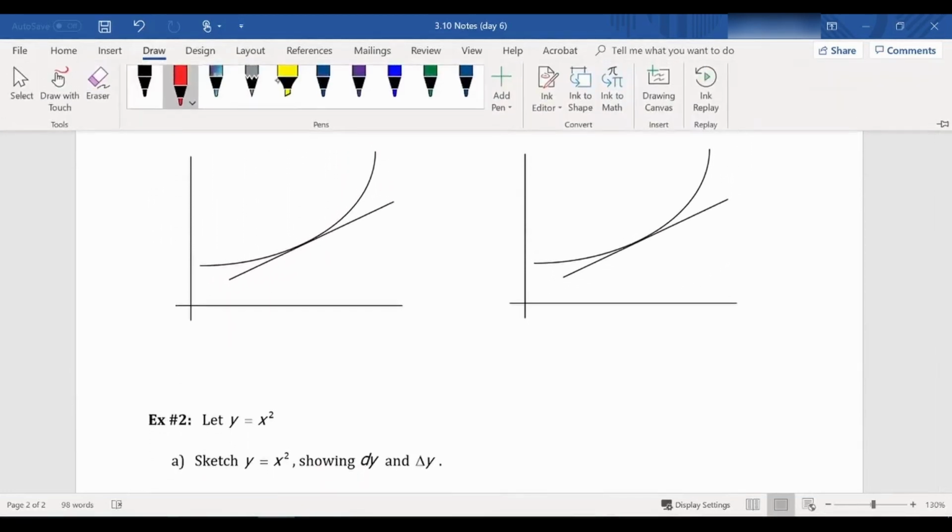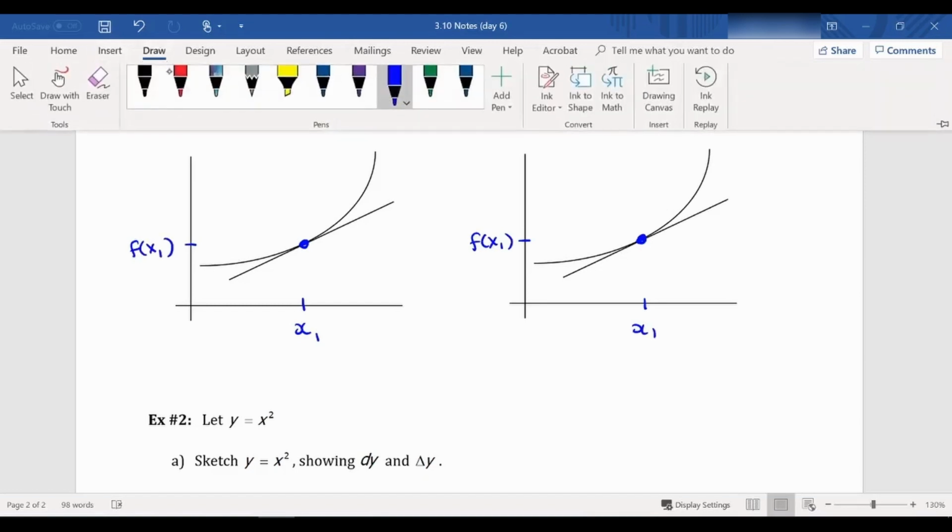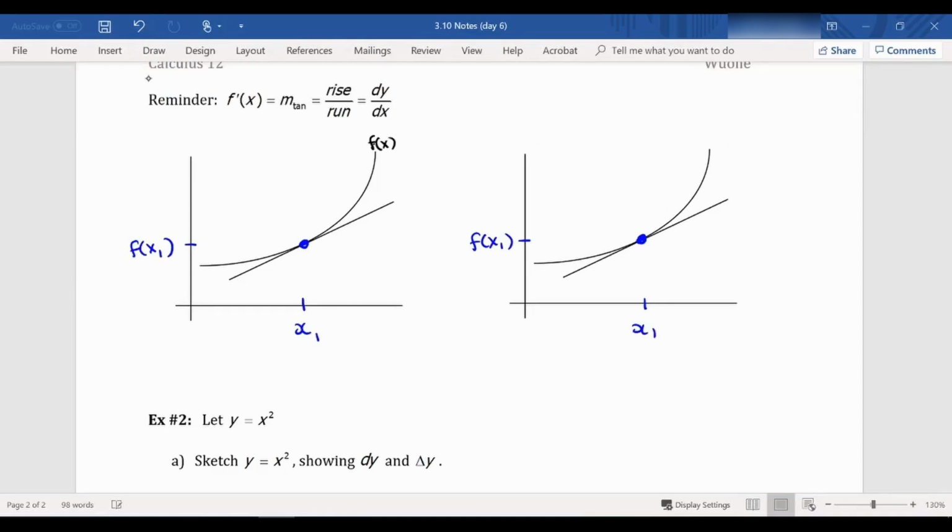So if I have my x1 here, my point of tangency, my f of x1 is the y coordinate of that point of tangency. This curve is your f of x. And this straight line is your tangent line to f of x at the point x1, f of x1.